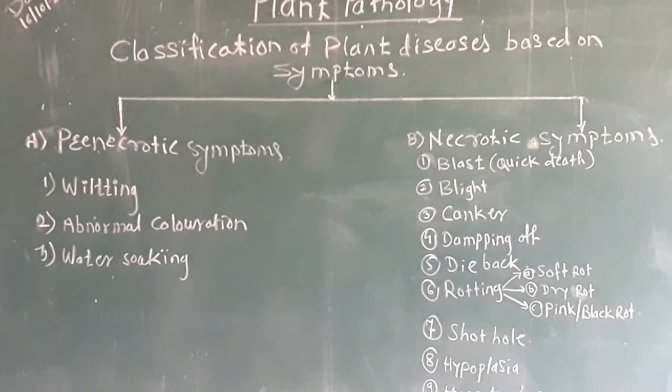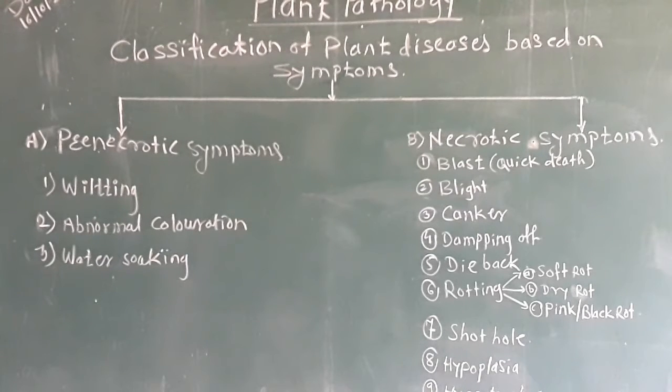Then the second one is blight. What is blight? Blight means sudden or total decoloration of plant parts or killing of a large number of tissues. This rapid killing and destruction of above-ground parts is characteristic of blight. An example is late blight of potato. Another example is early blight of potato.